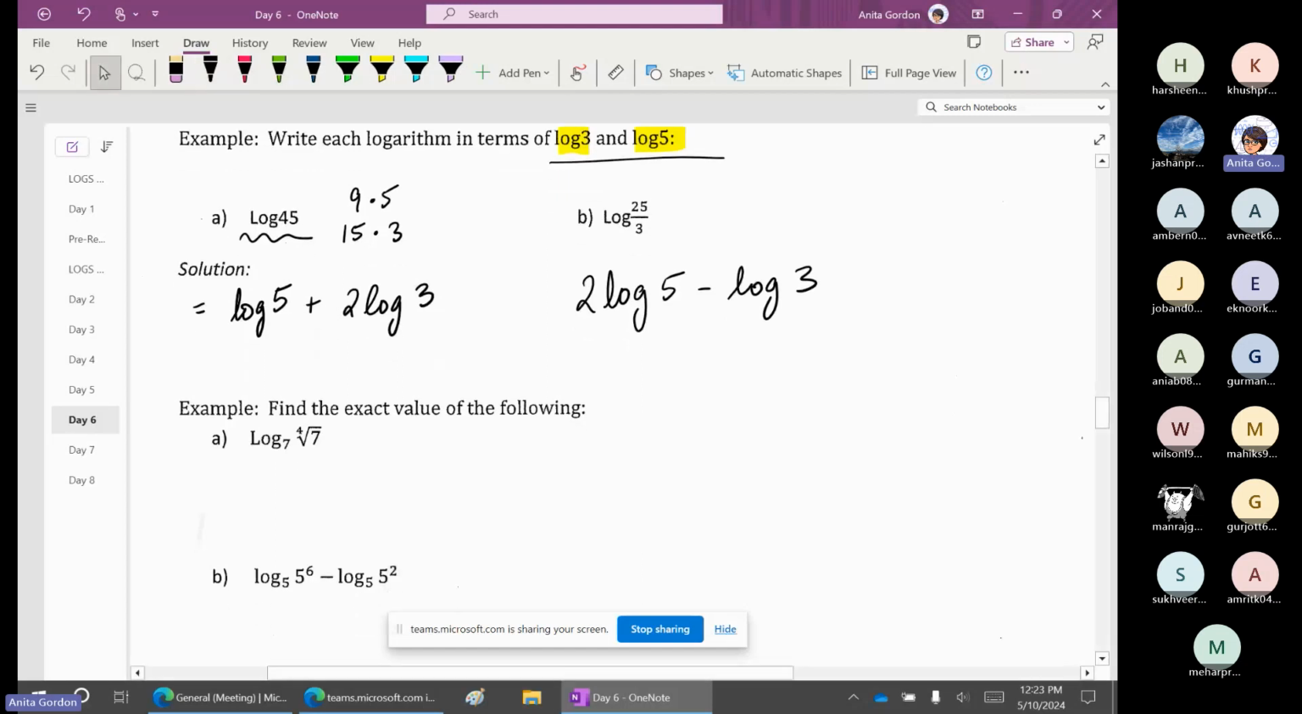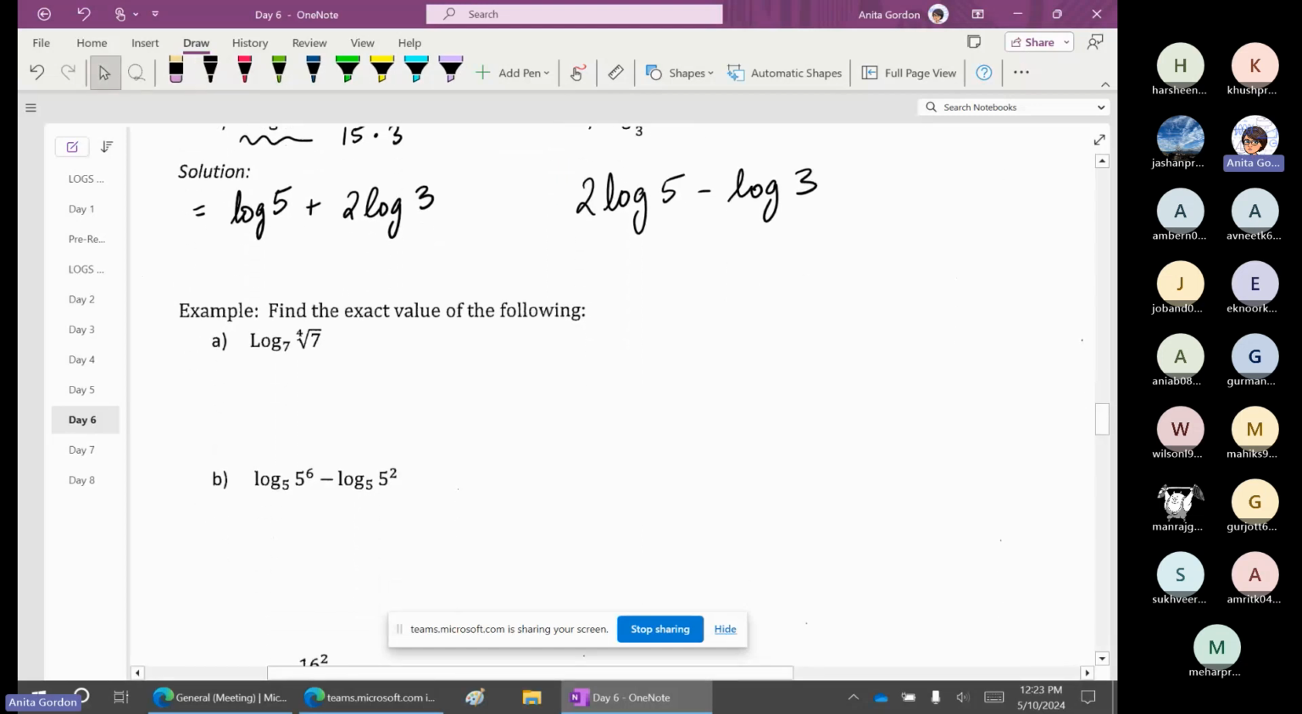Okay, next, find the exact value. Exact means either fractions in lowest terms or reduced radicals, but no decimals. The exact value of this. How can I rewrite the inside?